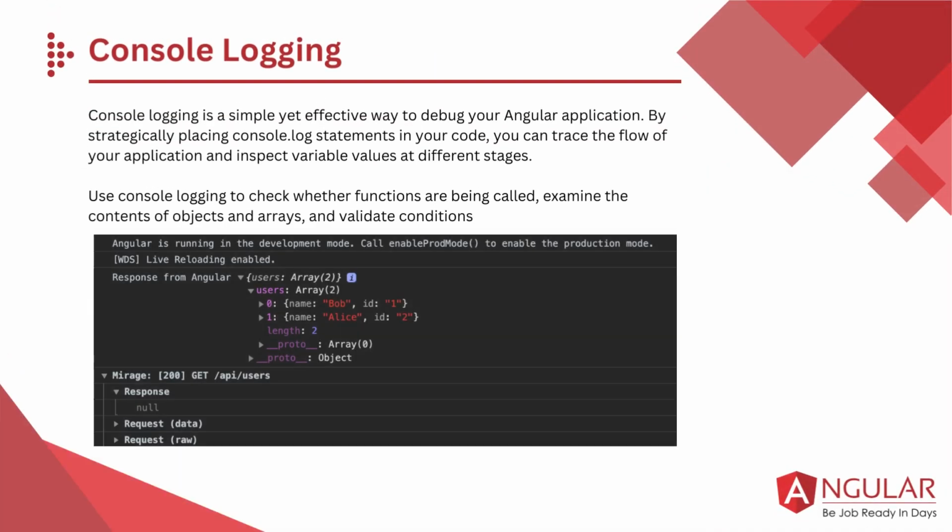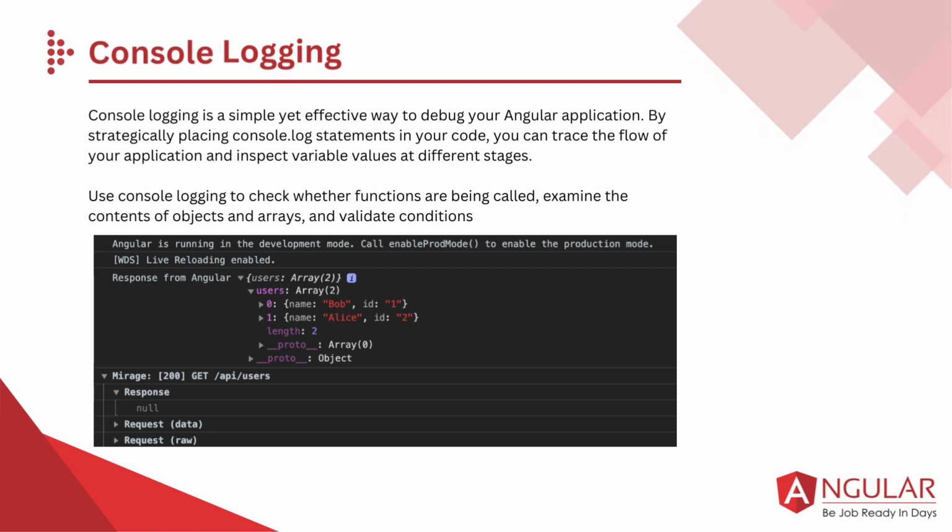3. Console logging. Console logging is a simple yet effective way to debug your Angular application. By strategically placing console log statements in your code, you can trace the flow of your application and inspect variable values at different stages. Use console logging to check whether functions are being called, examine the contents of objects and arrays, and validate conditions.